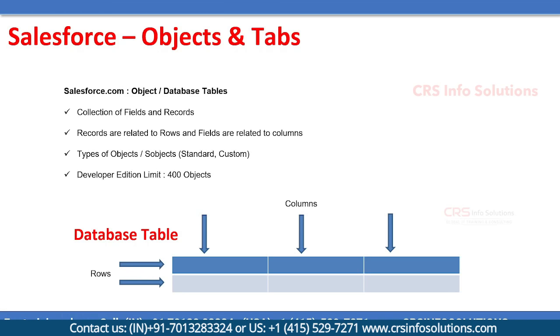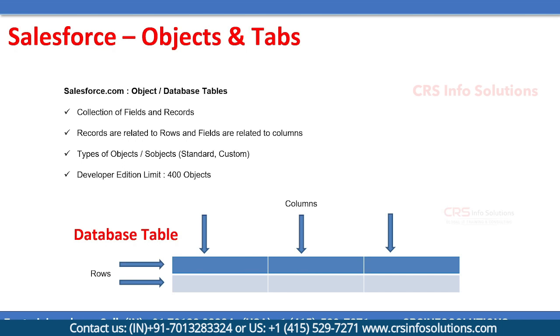In this session, we are going to cover objects and tabs in Salesforce. Objects are related to database tables in Salesforce. An object has a collection of fields and records. Records are related to rows and fields are related to columns.